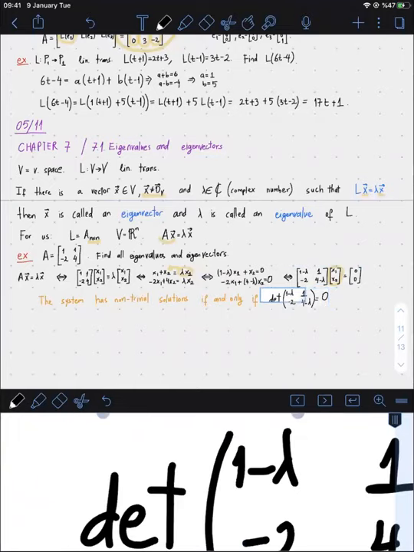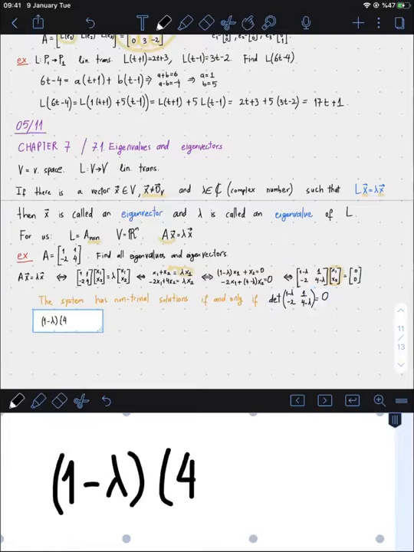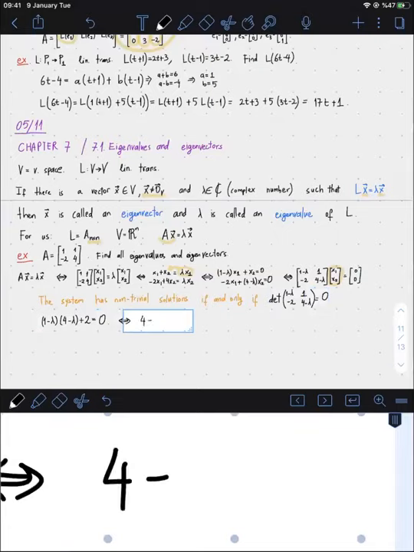So let's check this. What do we get? So what is the determinant of this guy? We know that the determinant is the product of these diagonal entries. And then if we solve this, what do we get? So this will be 4 minus 5 lambda plus lambda squared equals 0.